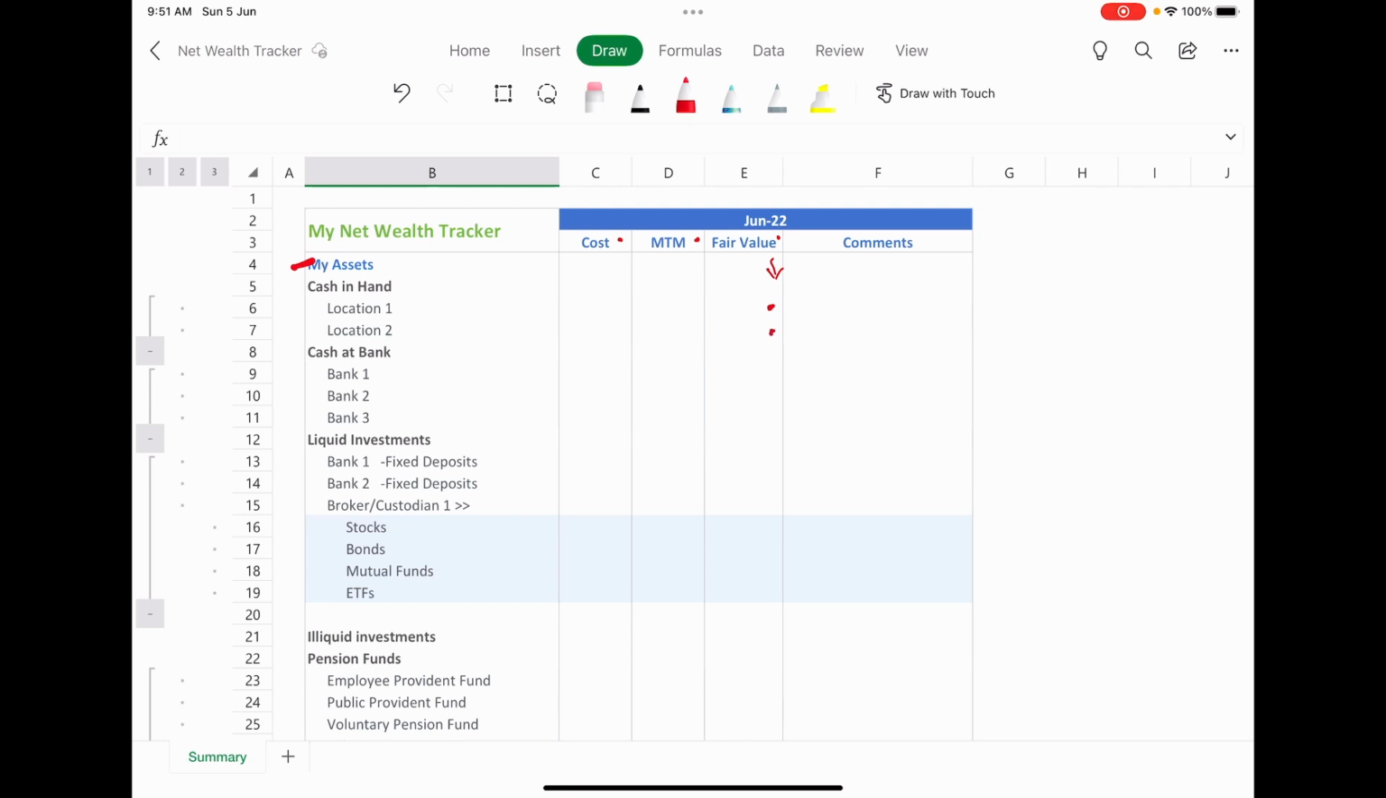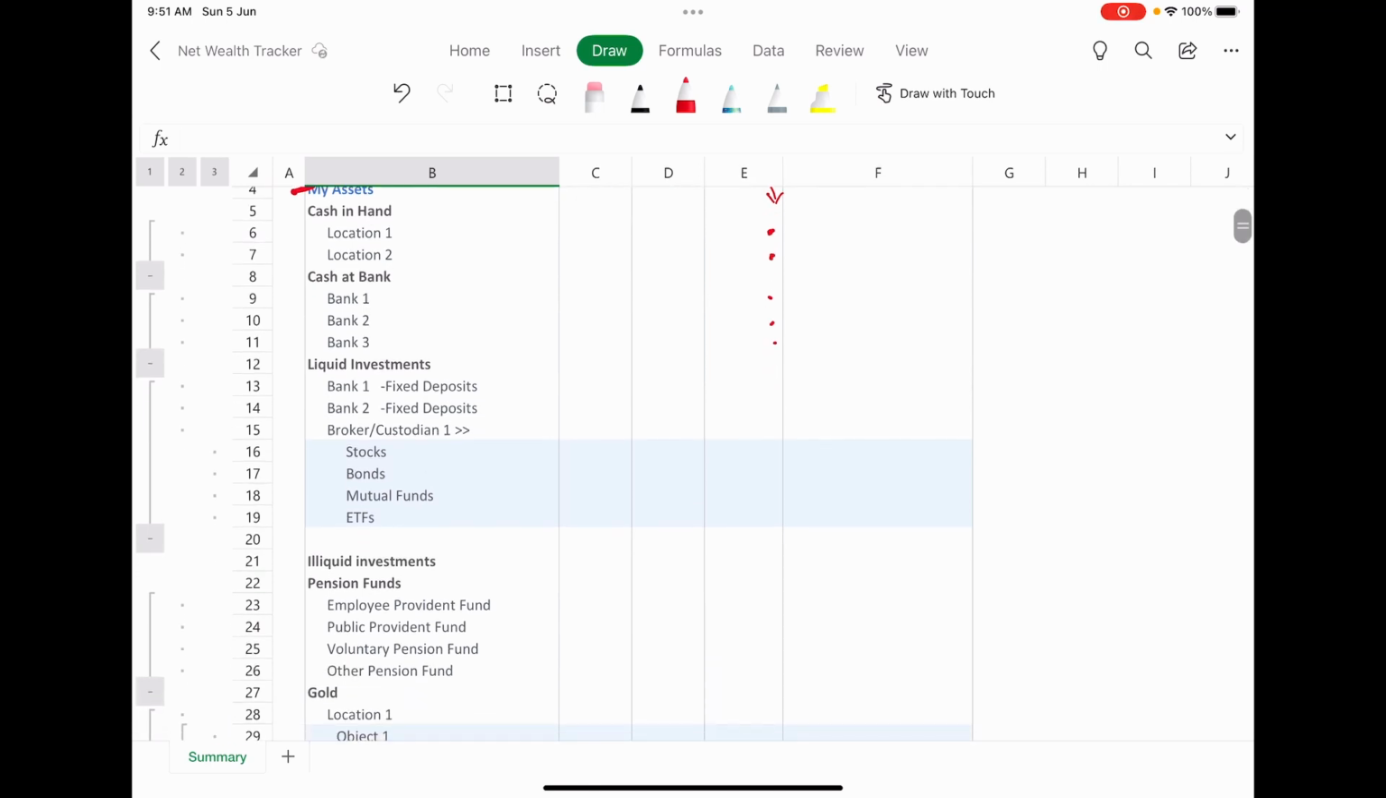And then write down what the bank balance is. This is just the money in my savings account or current account, what my bank balance is in the different bank accounts I have. Then I move on to less liquid items. These are my fixed deposits. I write down by bank how much fixed deposits I hold in each bank account I have.